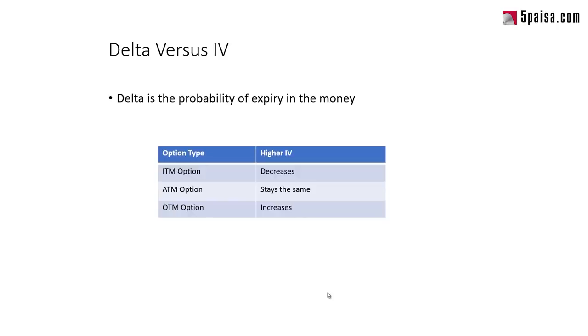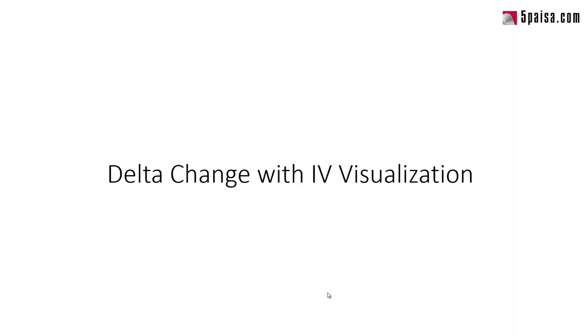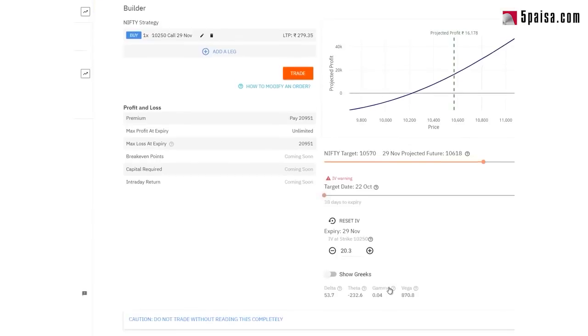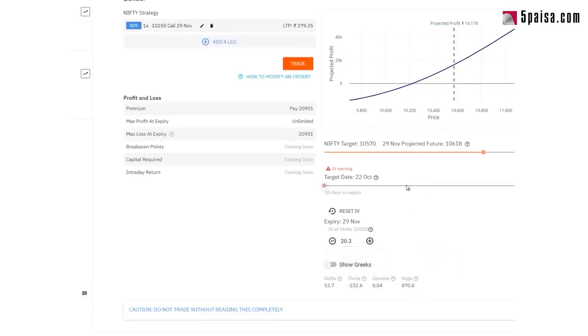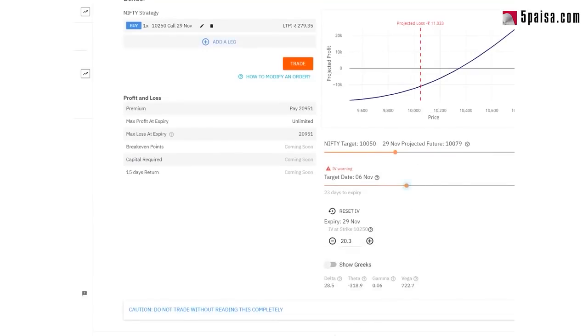And OTM option, if it has high volatility, there's always a chance that it will get lucky. Therefore, the probability of getting lucky or the expiry probability in the money will increase. Therefore, delta will increase, right? So we can do this visualization again, delta with IV. So let's take an OTM option. So here's an OTM option. Nifty is at 10,080. You have got Nifty 10,250 call. Delta is 28.5. Let's increase IV.